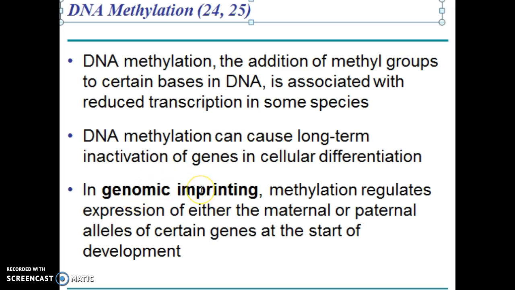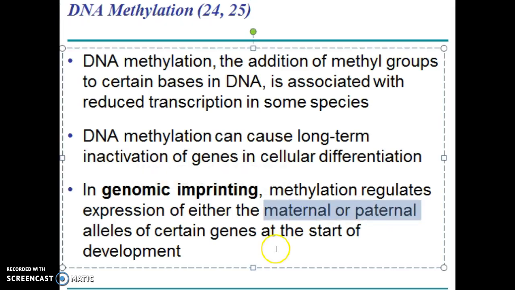Genomic imprinting, on the other hand, number 25, is a methylation that regulates the expression of either the maternal or paternal alleles in certain genes at the start of development. This is occurring right at fertilization, those very early developmental stages of an embryo. And this will determine which alleles are expressed in individuals, which is why you'll have some children that look a little bit more like their mother versus their father. That's because those genes from the father might be turned off, meaning that the ones from the mom are a little bit more turned on.